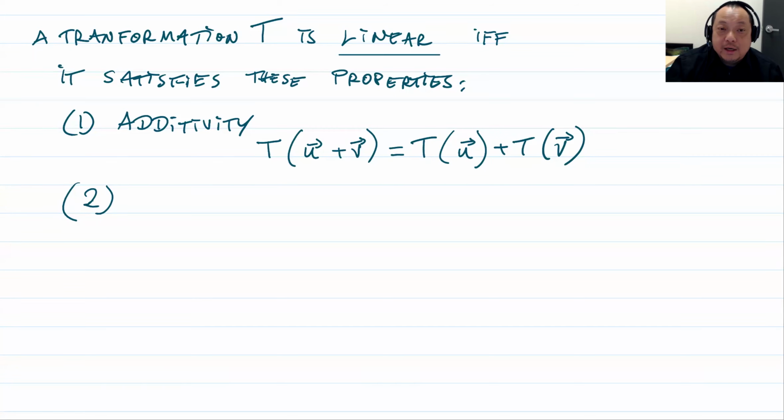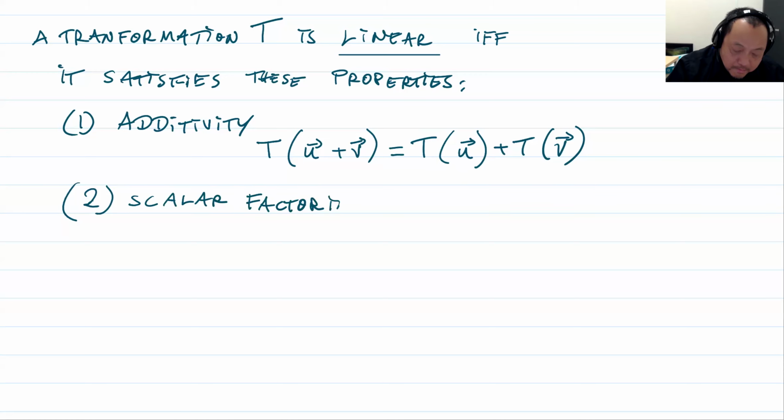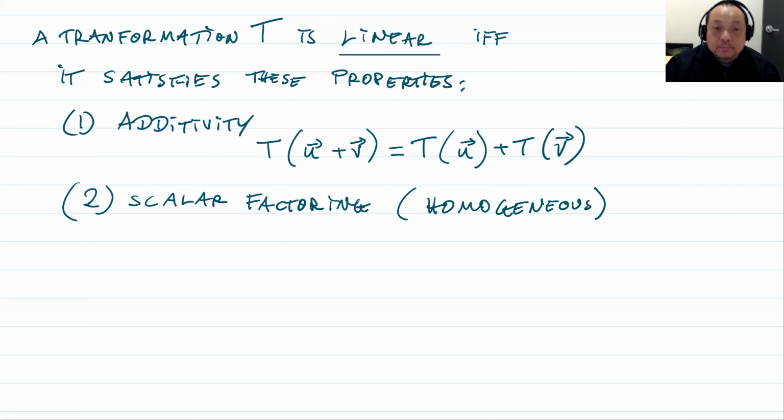And the second property is what I call scalar factoring. It's also called homogeneity, meaning the transformation is homogeneous. But in a typical differential equations and linear algebra combined class, the word homogeneous comes up in so many contexts that using it becomes confusing. So for this video, I will use the word scalar factoring, but I will note that the official name is homogeneous.